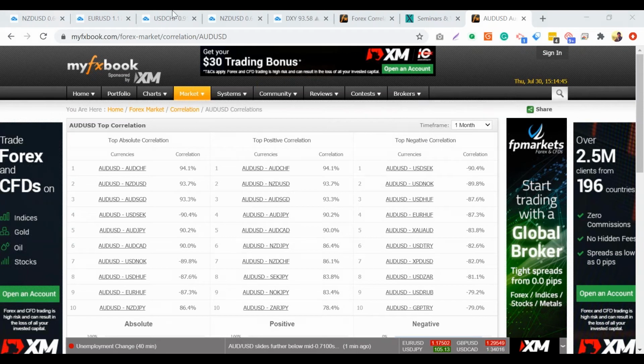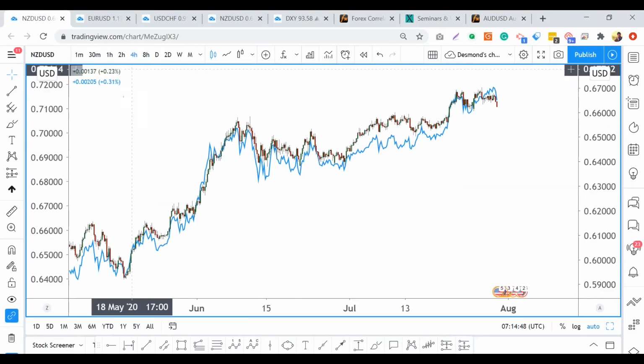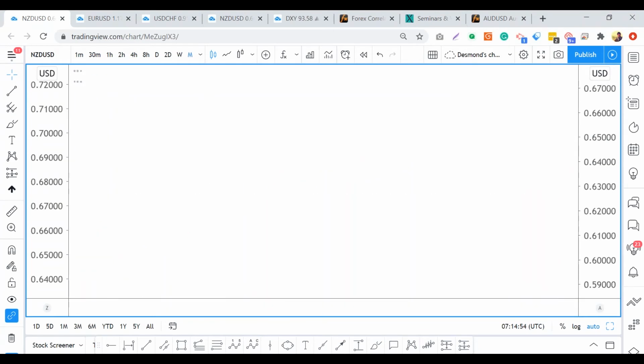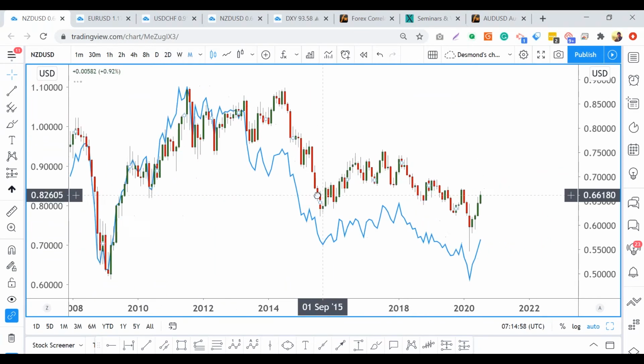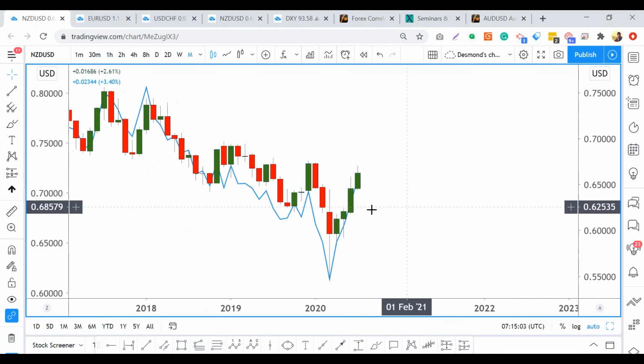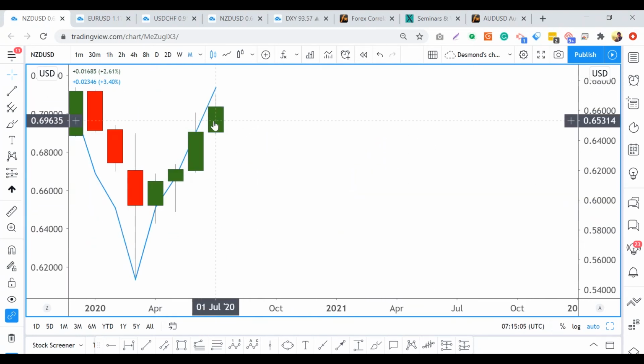Explaining it to you might be quite confusing, but let's just look at this. Aussie dollar and Kiwi dollar. If I was looking at the 1 month time frame, that means I will just be looking at one bar over here. This is 1 month. You cannot tell much correlation just with 1 month.